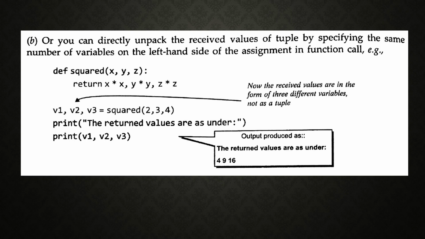Print v1, v2, v3. So three variables. So the output will be square number of 2 is 4, 9, 16 like this, v1, v2, v3. Next, move on to the next slide.